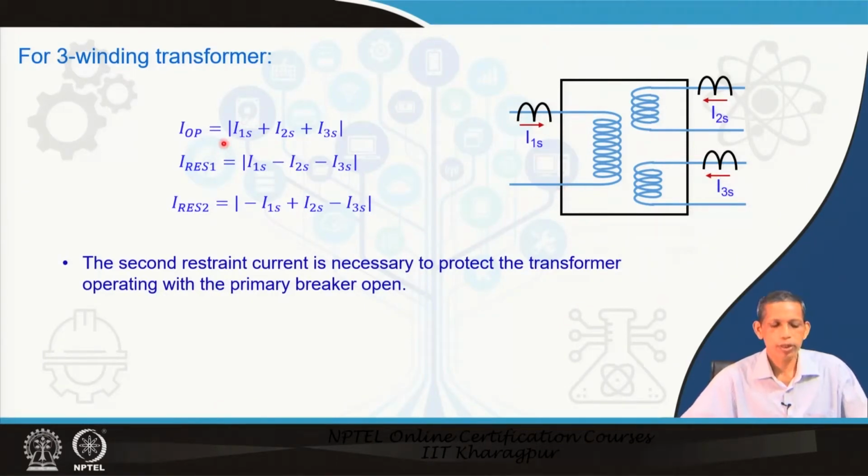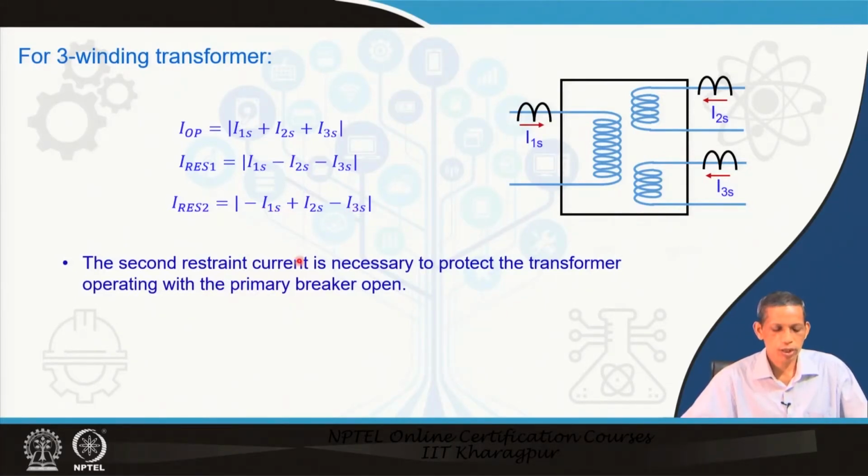In that case, the operating current, which earlier was I1s plus I2s, now has I3s added. So the magnitude of that current is our operating current. Restraining current we considered earlier as I1s minus I2s, and now we are subtracting I3s also. And now we have another restraining current, which becomes equal to minus I1s plus I2s minus I3s.